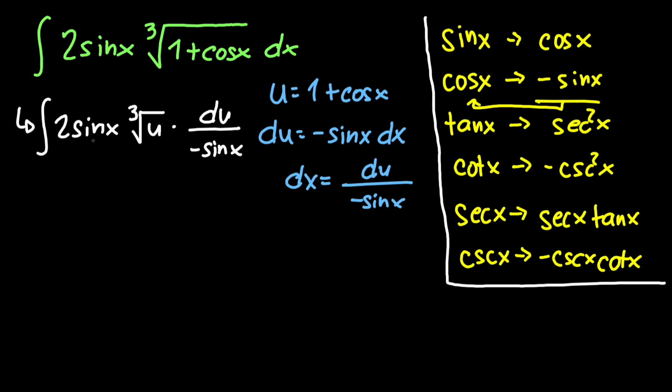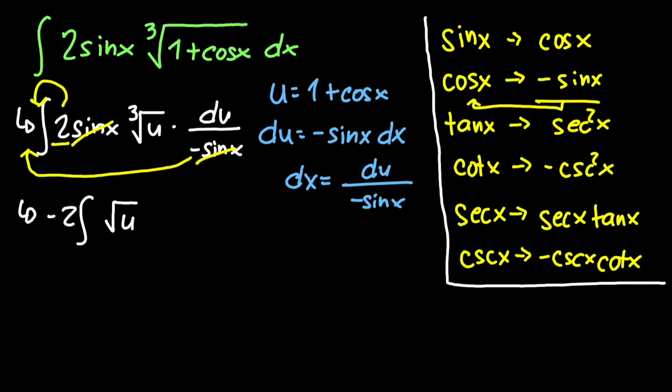You can actually see here that sine of x would cancel. You are left with the negative. You can put that outside the integral. At the same time, you can put this number 2 outside the integral. So this would be negative 2 integral of cube root of u du.